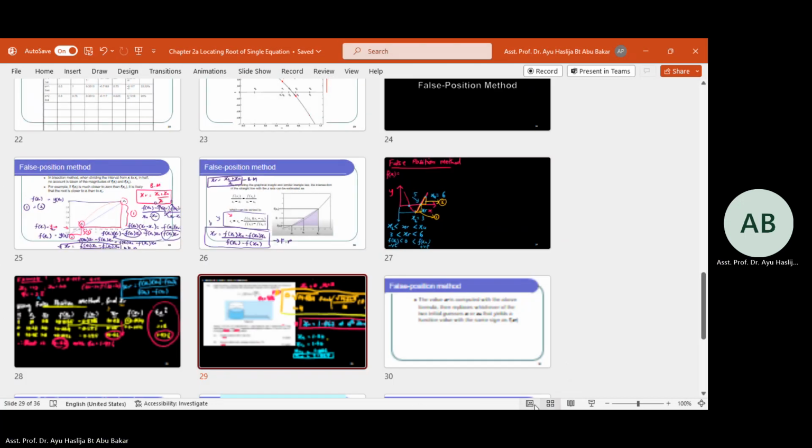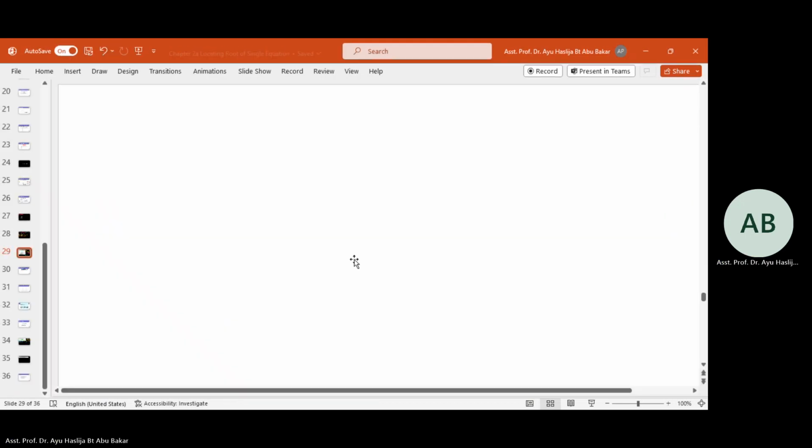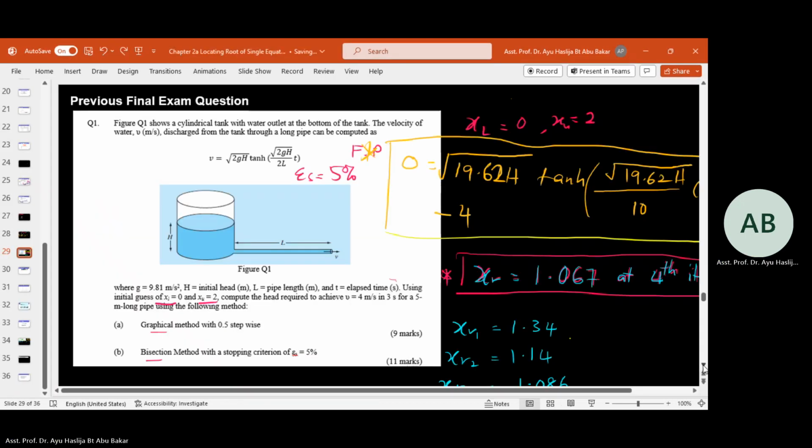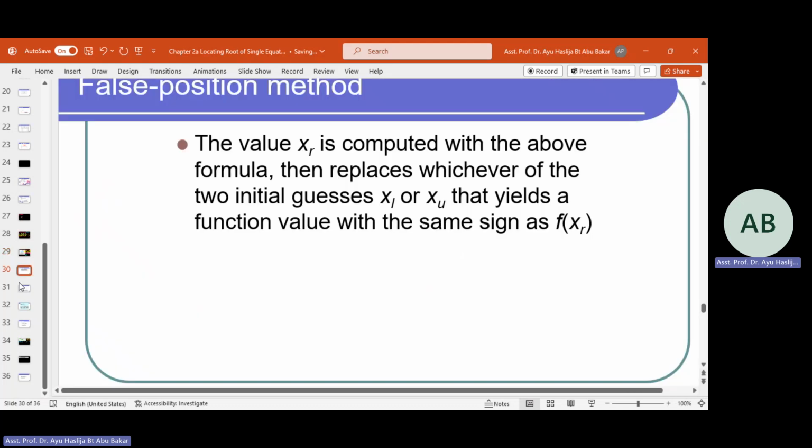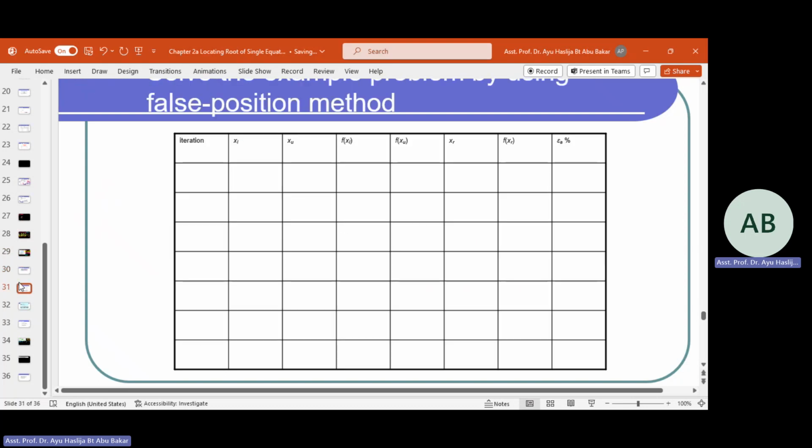Okay, sorry. What did I do? Okay, so we are done with the false position method. Chapter 2A, locating root with bracket method. We have graphical, we have bisection, we have false position. Okay, the rest, this one, it concludes the method.